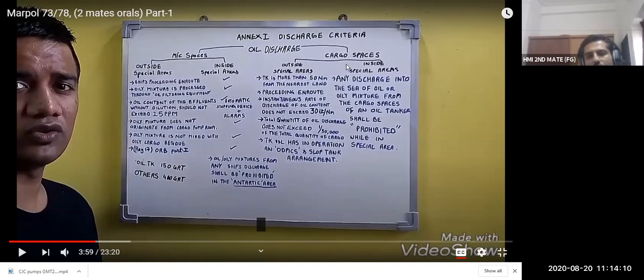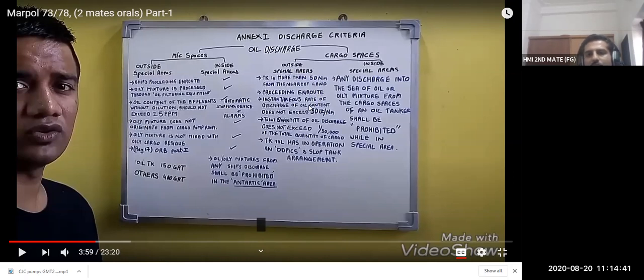Then let's see cargo spaces. Cargo spaces, again, two parts: outside special area and inside special area. The tanker should not be less than 50 nautical miles from the nearest land. If you are doing tank cleaning and you have an oily water mixture from the slop tank or something, you can discharge it in the sea, but your ship should be more than 50 nautical miles from the nearest land. It should be en route.